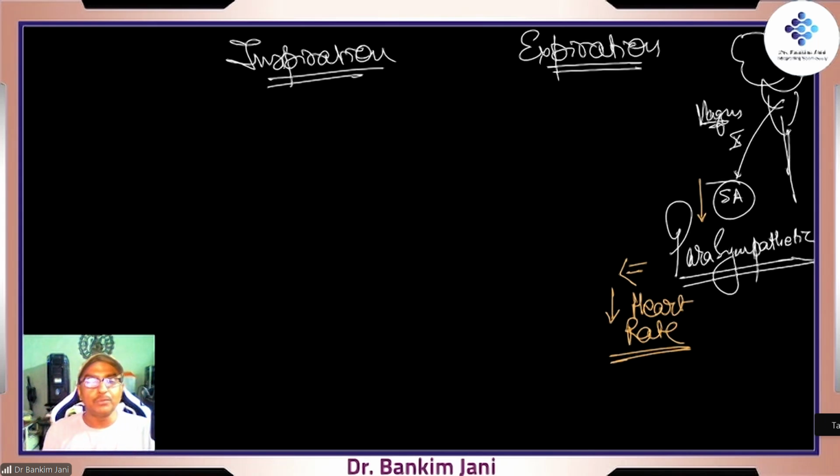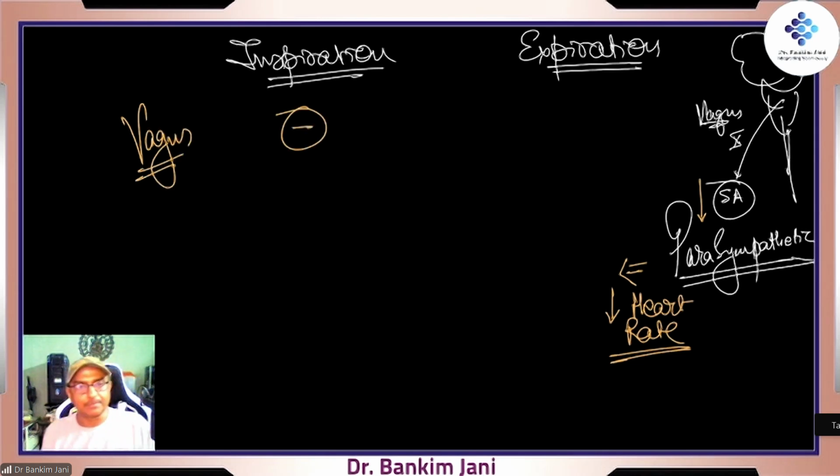So it means when you do inspiration, right? So here is when you do inspiration, this is the vagus. It inhibits the vagus. Right? It inhibits the vagus. So during inspiration, actually you will see that the function of vagus was to decrease the heart rate. Now you are inhibiting the inhibitor. Right? You got it? You are inhibiting the inhibitor. Vagus, which was reducing the heart rate, you are telling vagus, don't speak.